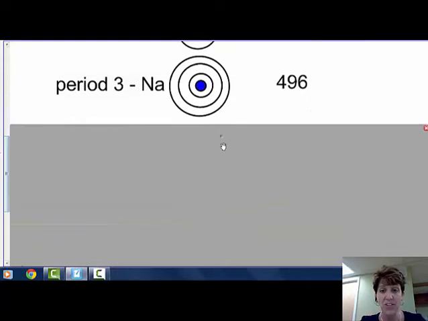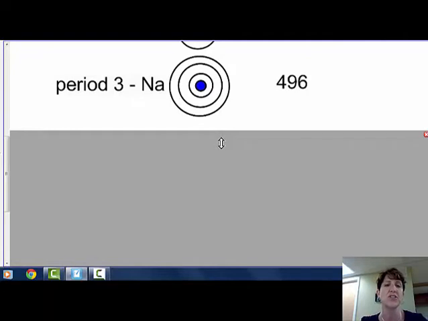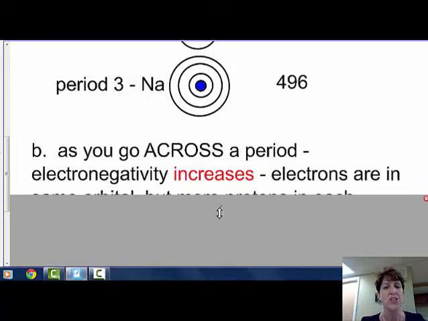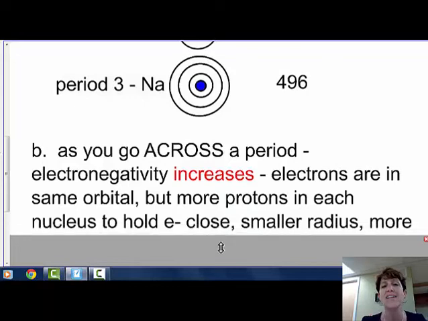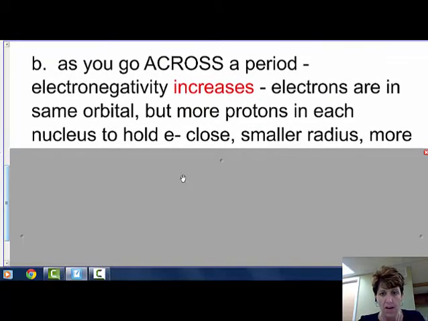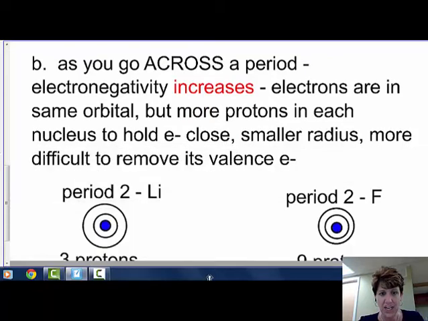All right, now, as you go across a period, I want you to now be thinking to yourself, I know what this one's going to be. So as you go across, of course, the electronegativity increases because they're holding their electrons so close and the positive nucleus is really attracting them in. So to lose one of those electrons would be difficult. So electronegativity goes up as you go across a period. All right, I have some examples here.